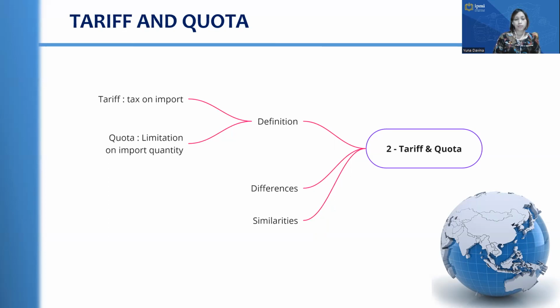The differences between quotas and tariffs: quotas do not generate revenue for the governments, and increases in foreign productivity do not result in lower prices with quota, but they do with tariff. And what are the similarities then? Well, both quota and tariff can reduce imports and domestic consumption, while on the other hand, they can increase domestic prices and domestic production.